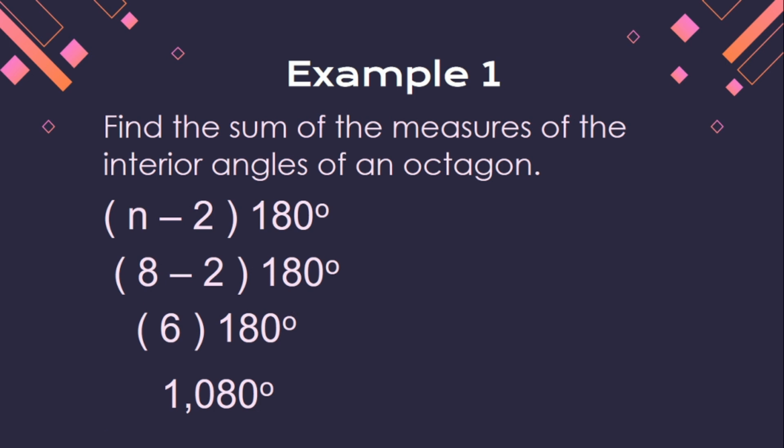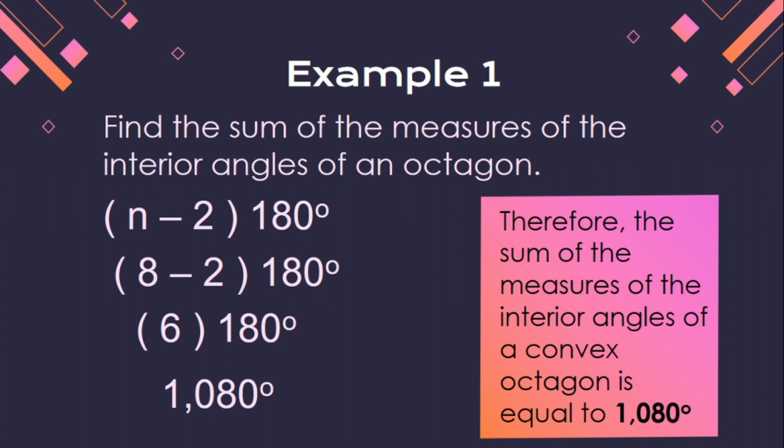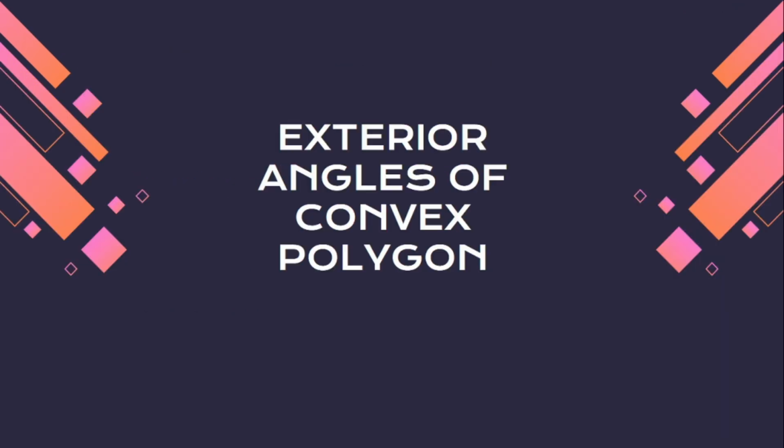Okay? So, 6 na triangles yung na-formed. I-multiply natin sa 180 degrees. So, that is equal to 1080 degrees. Therefore, the sum of the measures of the interior angles of a convex octagon is equal to 1080 degrees.